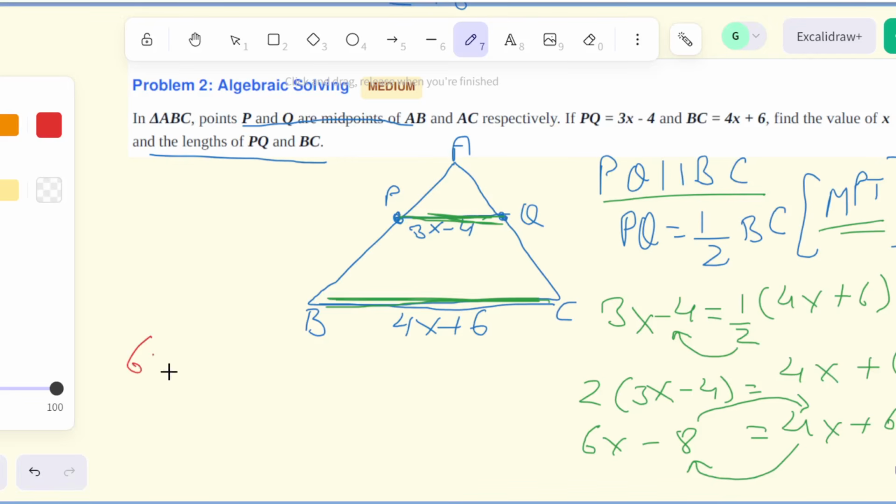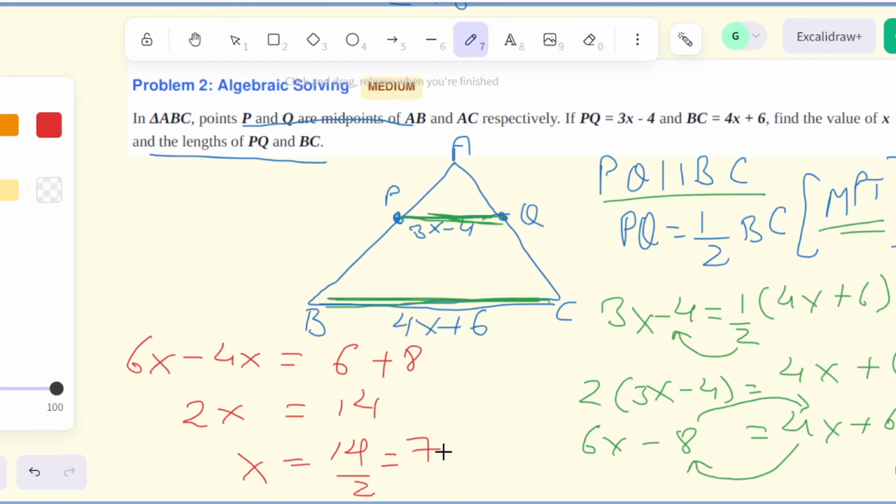So this becomes 6x minus 4x, because plus 4x came from the right hand side to the left hand side, that sign will change. And similarly, minus 8 becomes plus 8 because it's moving from one side to the other side. So here you get 2x, 6 minus 4 is 2x, and 6 plus 8 is 14. So x will be equal to 14 upon 2, equal to 7.